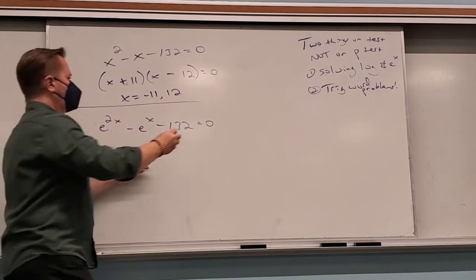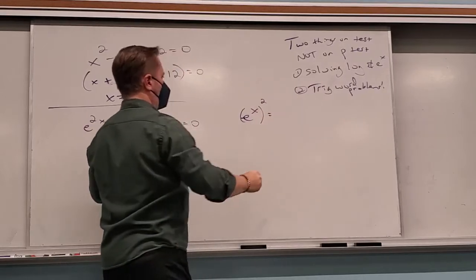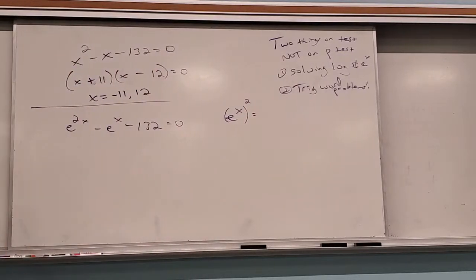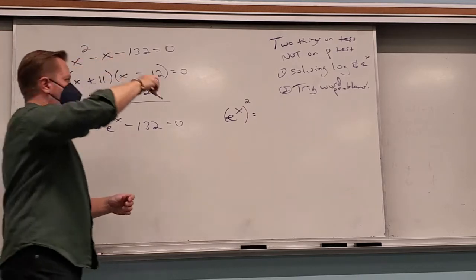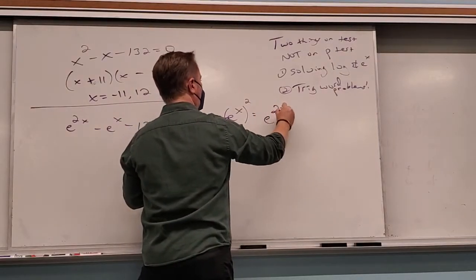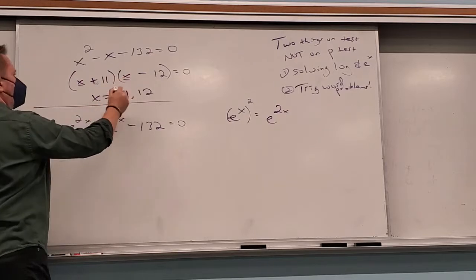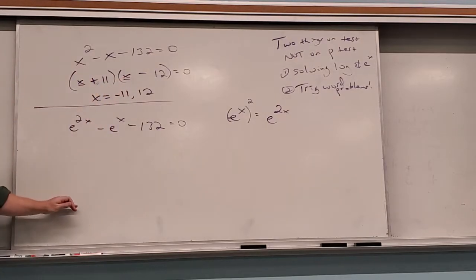Somebody help me out. What is e to the x squared? What do you do when you have a power, something with a power raised to another power? What do you do with the powers? Multiply them. So what is e to the x squared? E to the 2x. I don't know if anybody sees how this relates. Why did I put an x here and an x there? Two reasons. Why did I do it and why does it work?